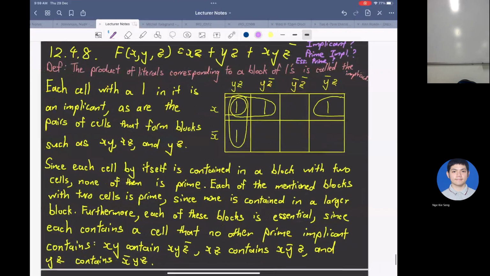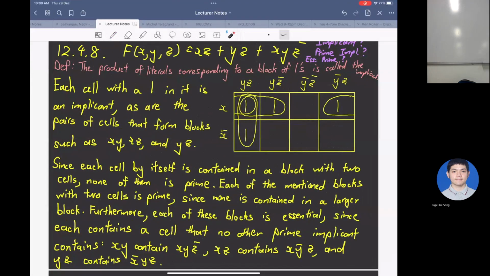As long as you have a cell with one, it will be called an implicant. For example, if you do like this, this is an implicant. This is also an implicant. This is also an implicant. Any block of one is an implicant.